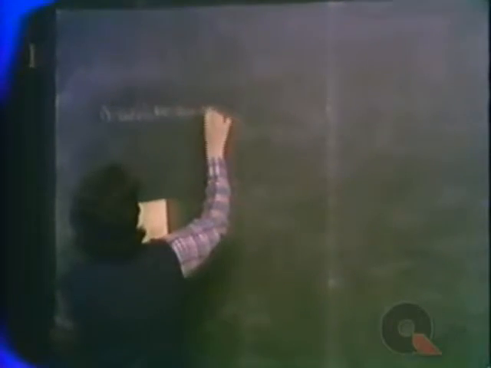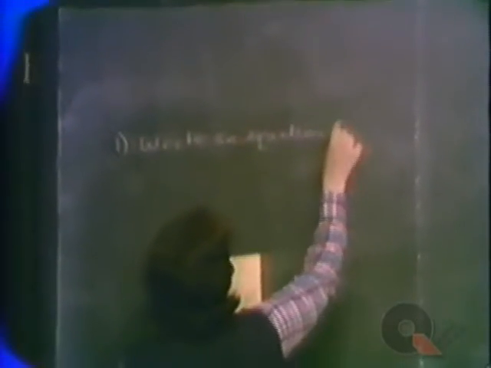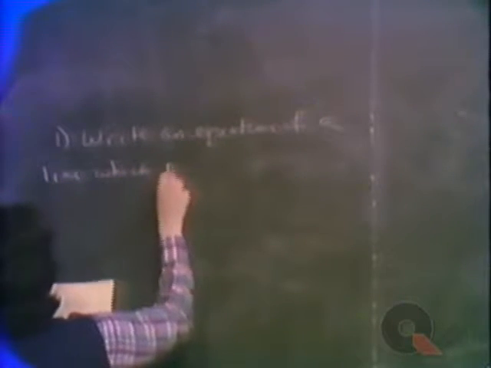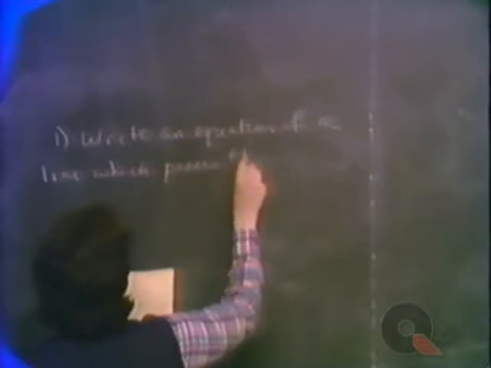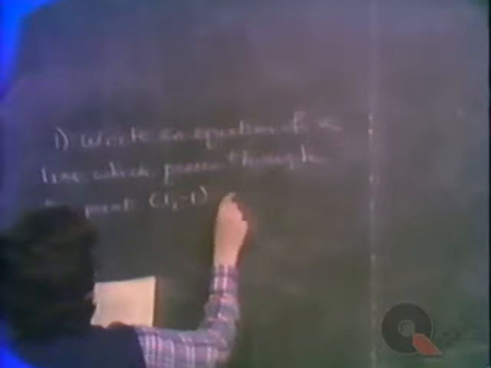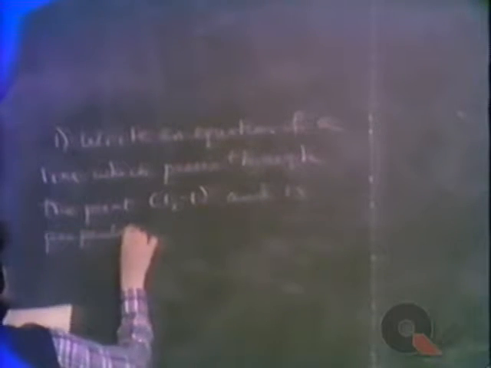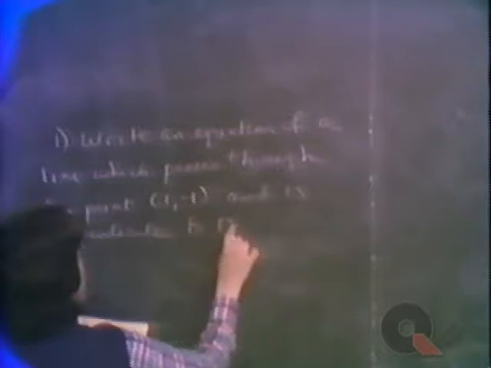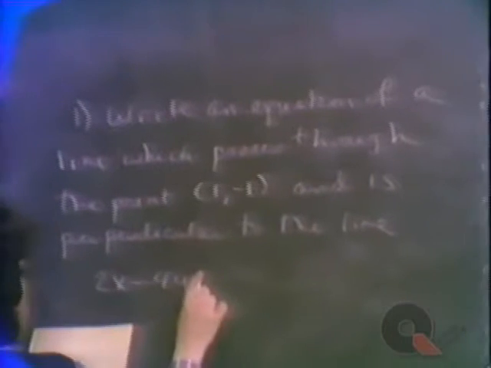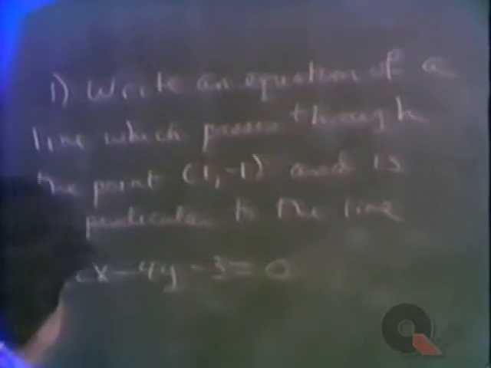Question 1. Write an equation of a line which passes through the point (1, -1) and is perpendicular to the line 2x minus 4y minus 3 equals 0.